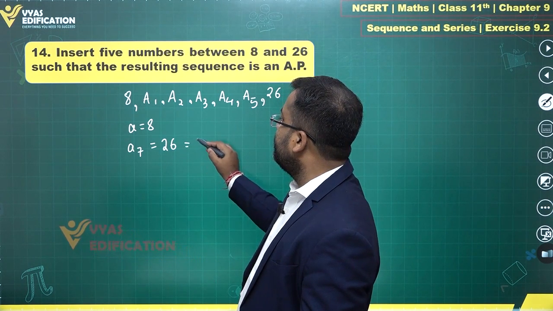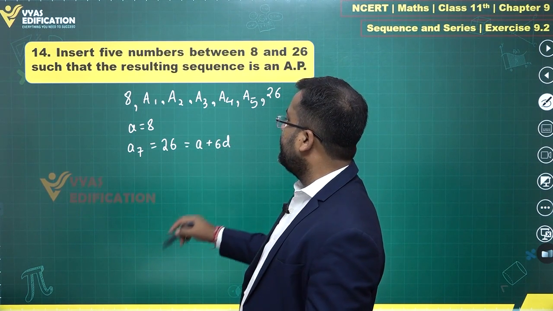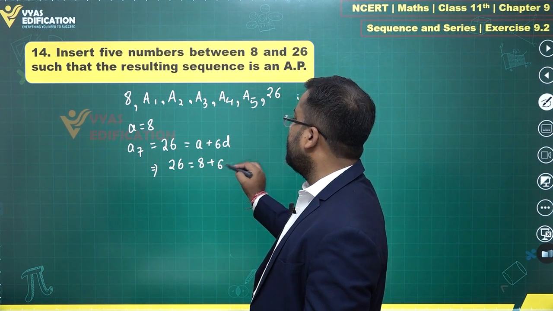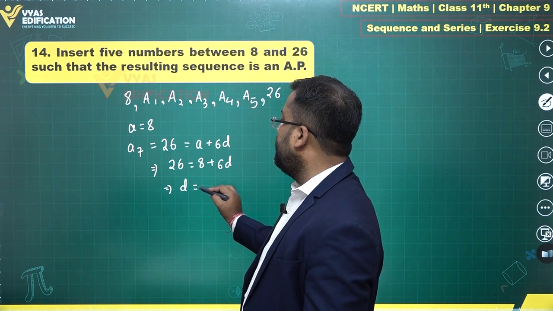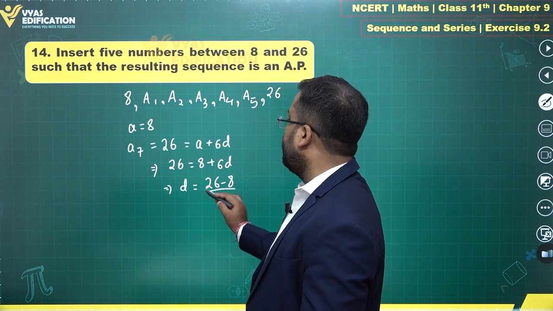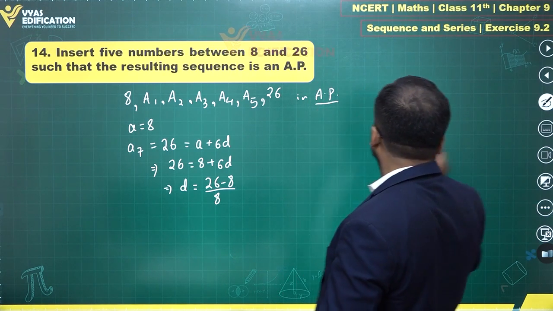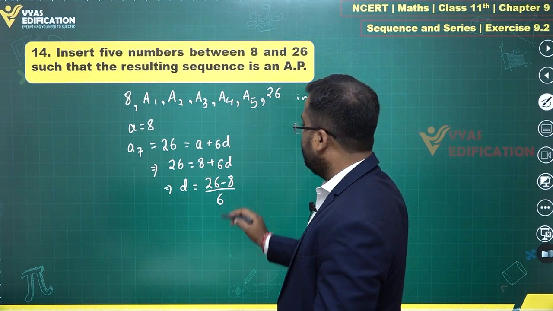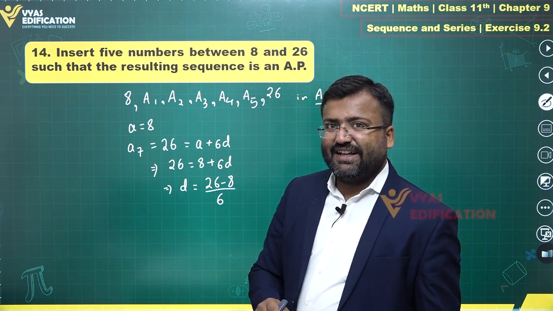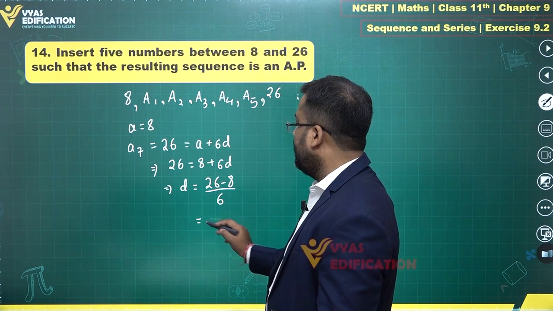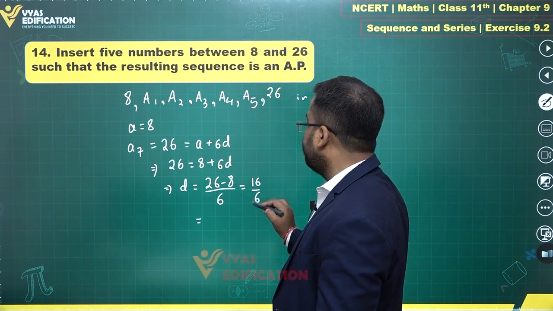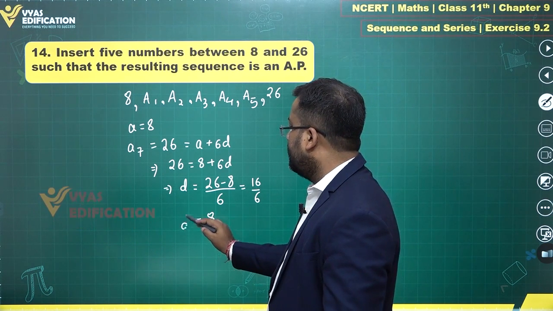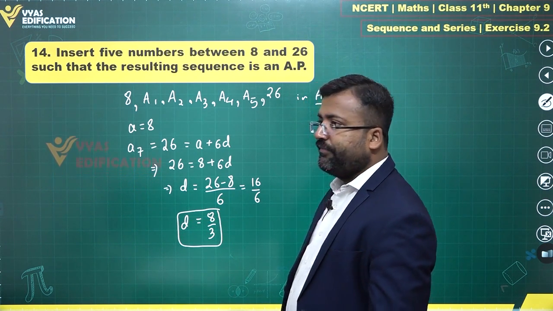So I can replace this with a plus 6 times common difference. And that tells me 26 will be equal to 8 plus 6 times common difference. Or common difference will be (26 minus 8) upon 6. What is this equal to? 26 minus 8 is 18, upon 6. Can I simplify this as well? This is common difference d, which is 3.